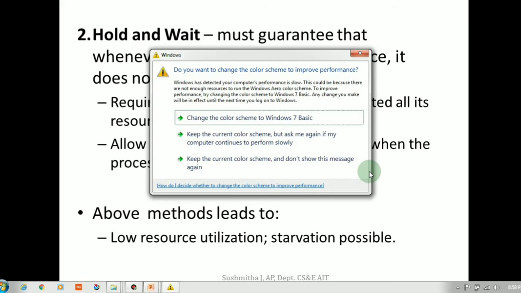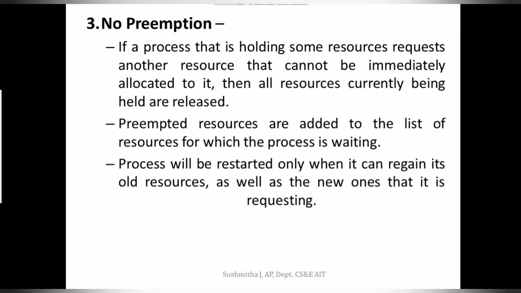Now the next condition that we have is no preemption. So what does no preemption tell? No preemption tells that a resource should not be preempted from a process. A process should voluntarily give up the resources. Now, to prevent this condition, the resources must be preempted. Only then shall we be preventing or nullifying this condition.